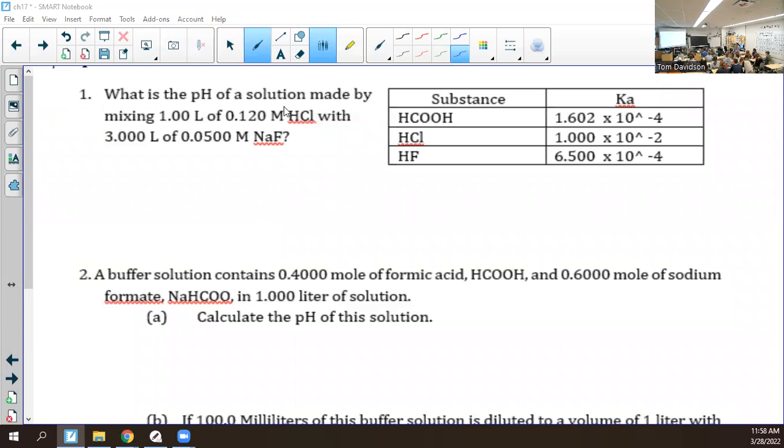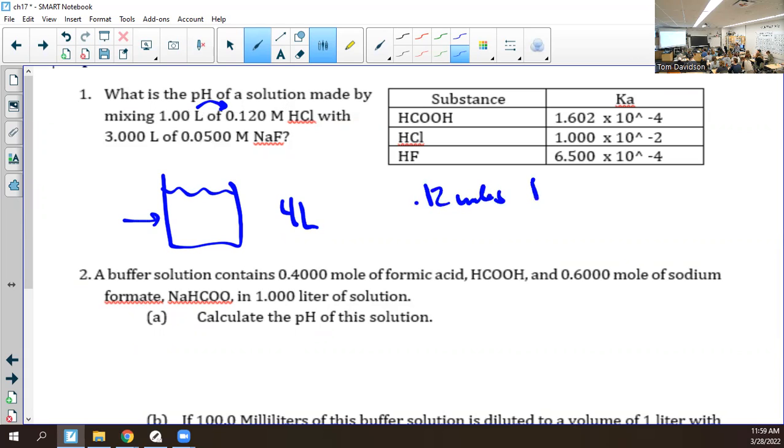So what is the pH of a solution made by mixing 1 liter of something and whatever? So we have 4 total liters, right? All right. So how many moles of this is there? 0.12 moles of H plus, correct? How many moles of NaF? 0.15 moles of F minus.